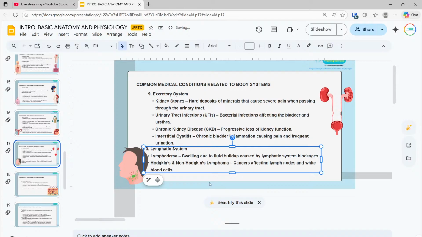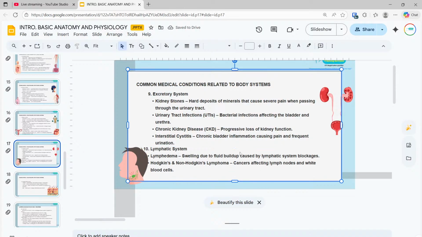Okay. Next is lymphatic. For the lymphatic system, we have lymphedema, or the swelling due to fluid buildup caused by lymphatic system blockages. And Hodgkin's and non-Hodgkin's lymphoma, these are cancers affecting lymph nodes and white blood cells.